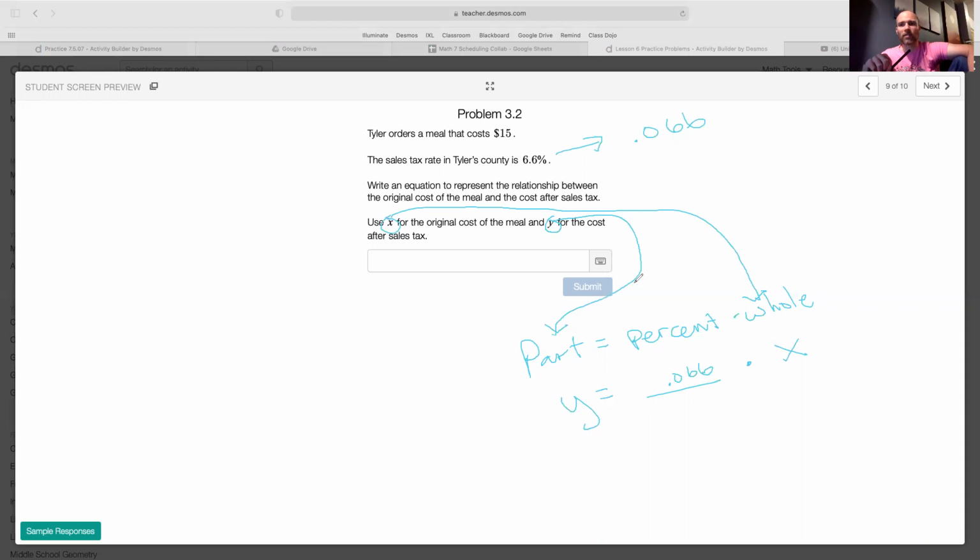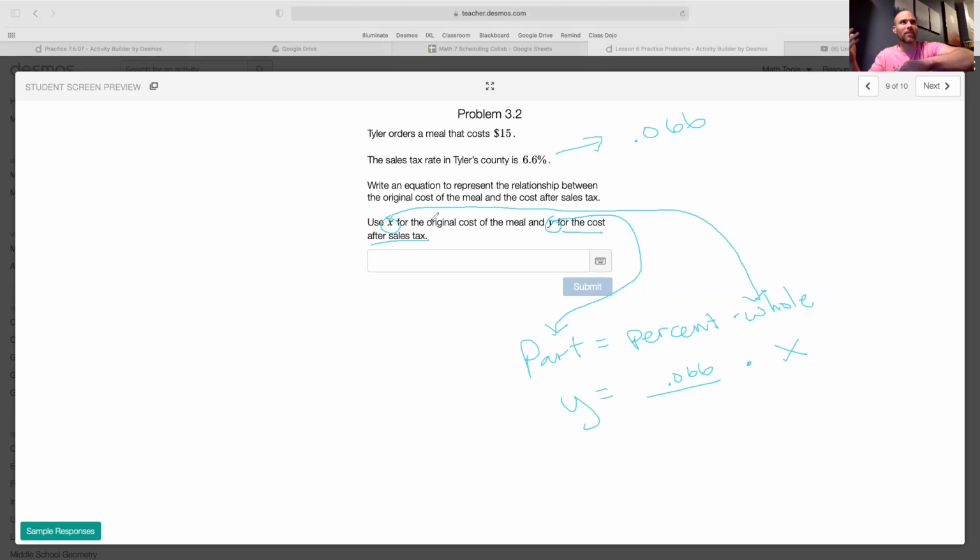The last one asked us to just find the sales tax amount. This one wants the relationship for the cost after sales tax. So this is the total price, right? The cost of the regular meal without tax plus the cost of the tax. So whatever answer you got on the previous screen, because I didn't do the math, you add that to 15, that's the number they're looking for.